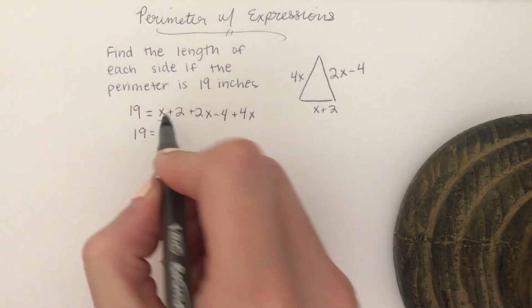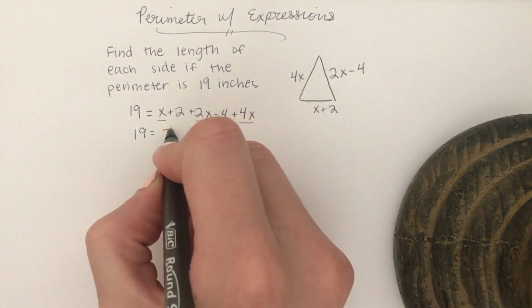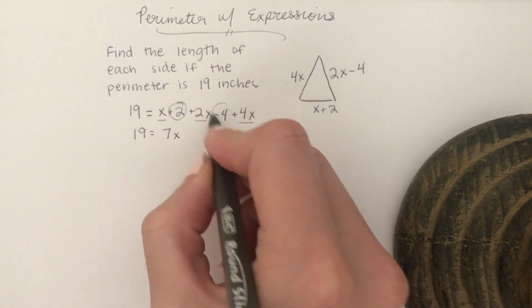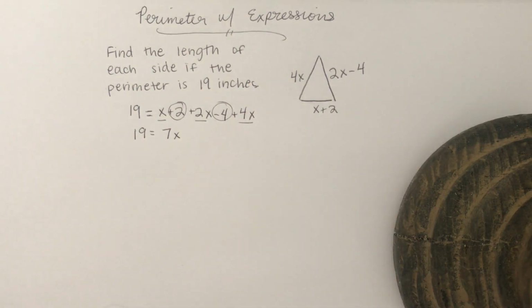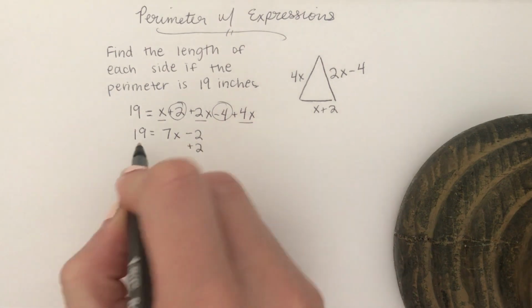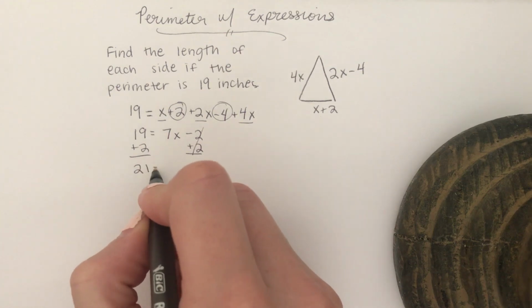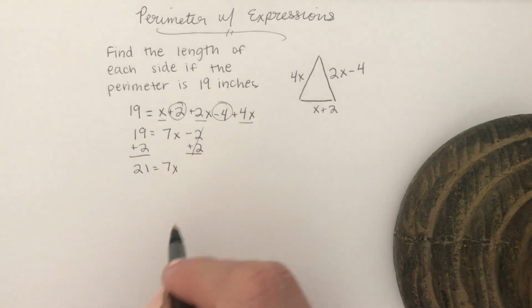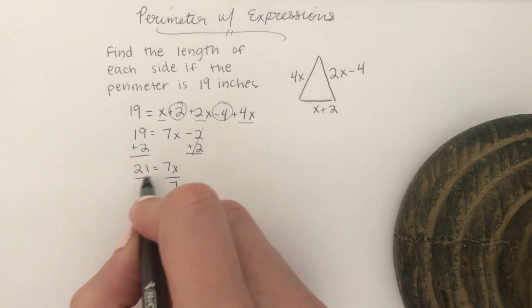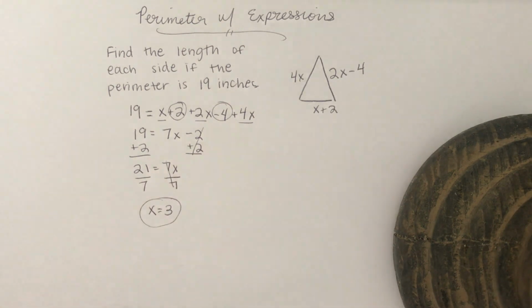So with solving my equation, the first step is going to be to combine my like terms. I've got three x terms there, so x plus 2x plus 4x is going to give me 7x. And then I've got a 2 and a negative 4, so 2 minus 4 is negative 2. Then I need to add 2 to both sides. 19 plus 2 is 21 equals, I'm only left with 7x because my 2's cancel. And then my final step in solving for x is going to be to divide both sides by 7. So x is going to equal 3.